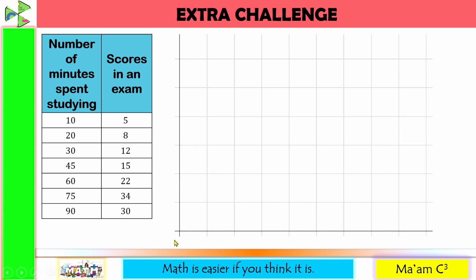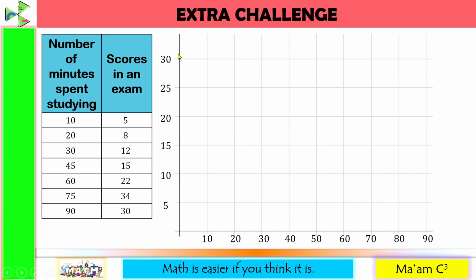So this is 0, this will be 10, 20, 30, up to 90. Now, for the scores in the exam, the smallest number is 5 and the highest is 30. I'm going to plot this in the y-axis. I'll choose an increment of 5 this time. So the first one is 5, then I have 10 going to 30.